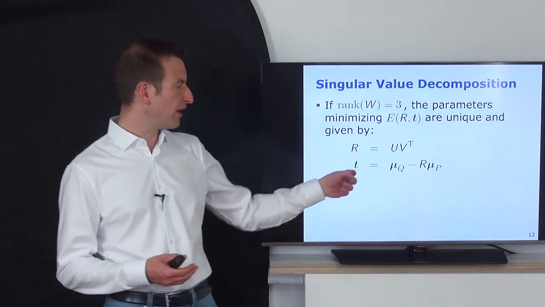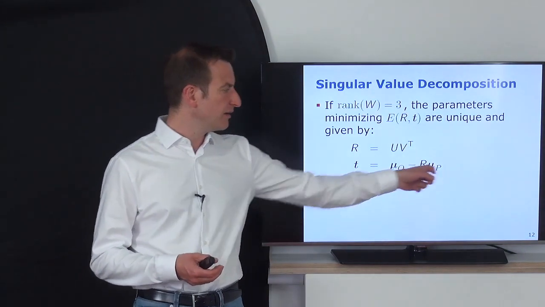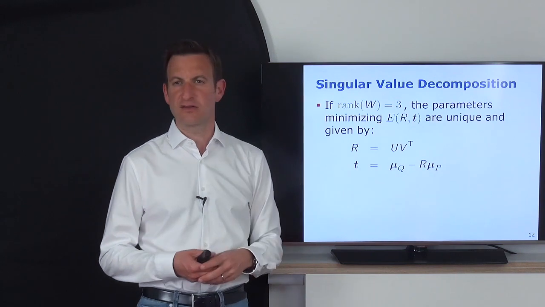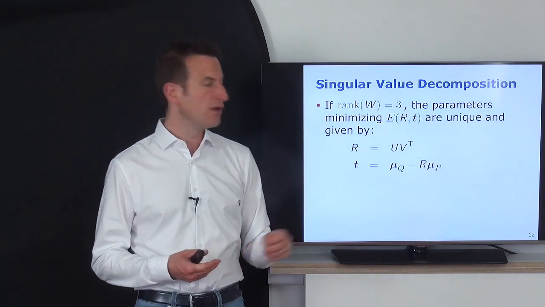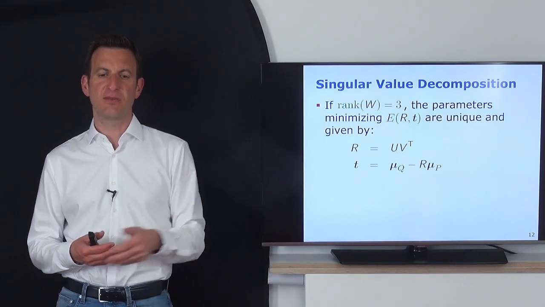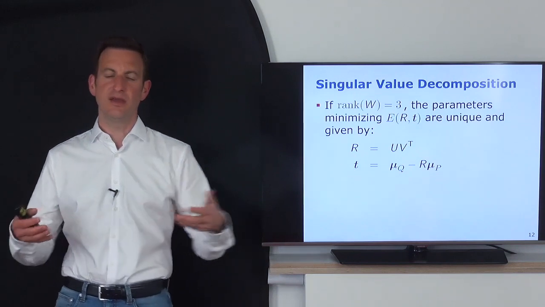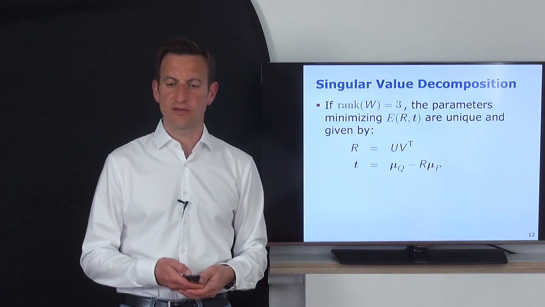And once I have this R, I can also compute the translation vector by transferring the center of mass in exactly the same way. So this allows me, based on the orthogonal Procrustes problem, just by using singular value decomposition, to obtain R and T, and in this way align our point sets.